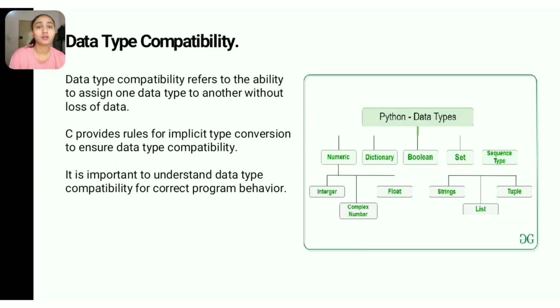Data type compatibility. Data type compatibility refers to the ability to assign one data type to another without loss of data. C provides rules for implicit type conversion to ensure data type compatibility. It is important to understand data type compatibility for correct program behavior.